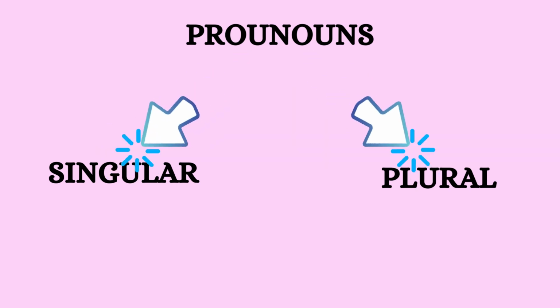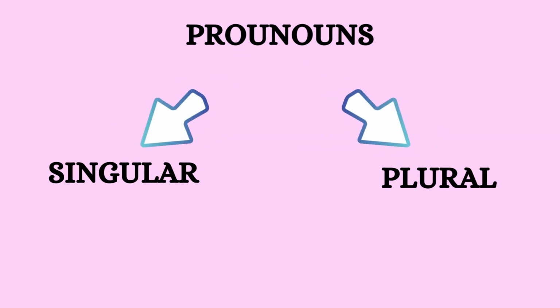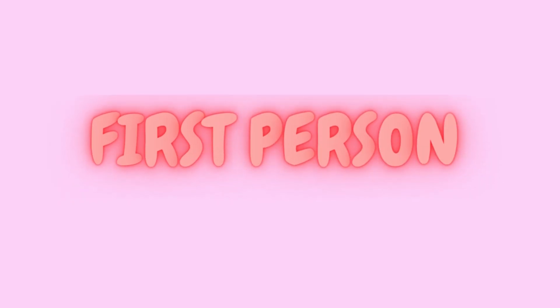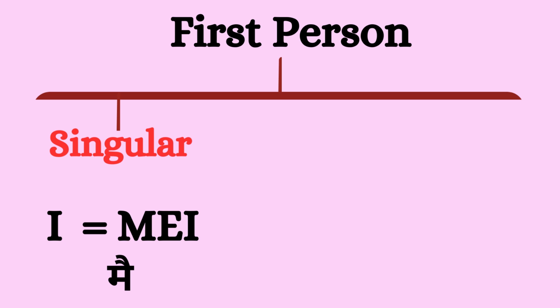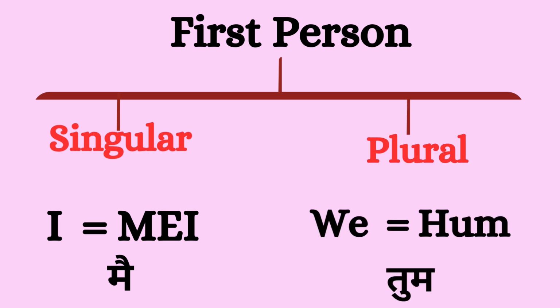Let's understand the singular and plural pronouns for first person. First person is the person who is talking. So, first person singular pronoun is मैं, which is the equivalent of I. And first person plural pronoun is we. And we is known as hum in Hindi. Main, hum.